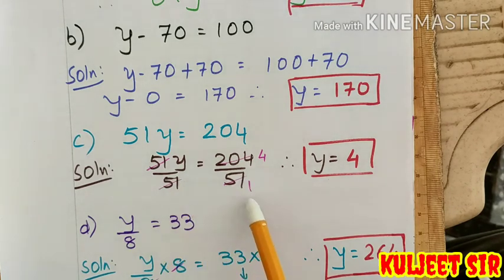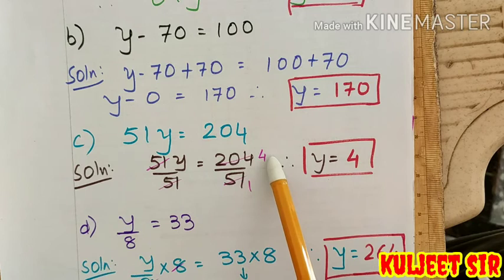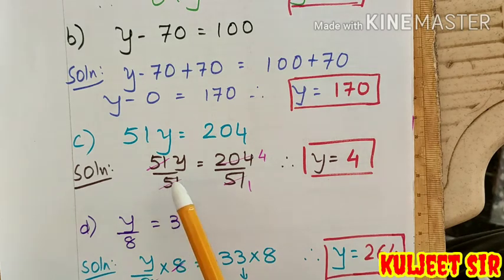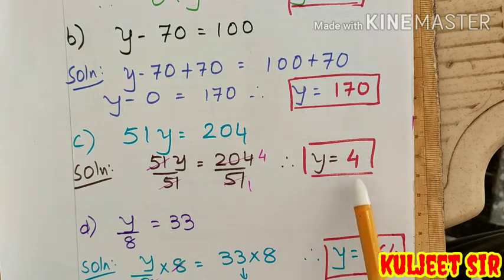And now 51 ones are 51 and 51 fours are 204. So we get 4 on the top as the numerator, and the denominator we have 1. And this is just y. So the value of y is 4.